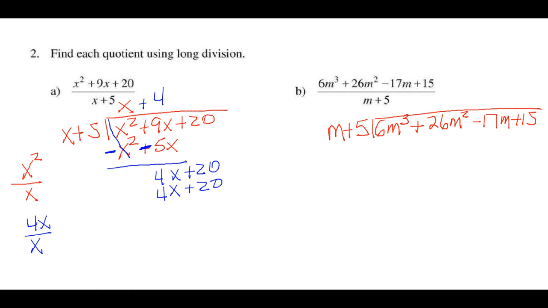Now, when I bring my line, what do I have to do to these? Change the sign, and everything cancels out. So this is my answer. Now if I took this and multiplied it by this by FOIL, I would get this. A way to check your work.